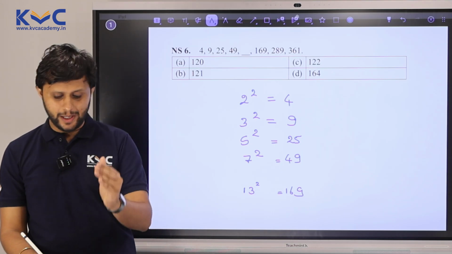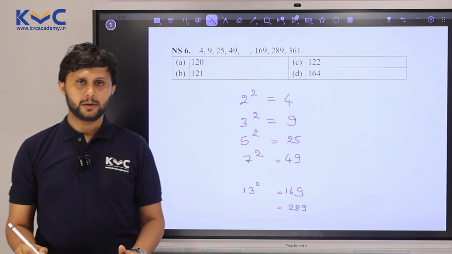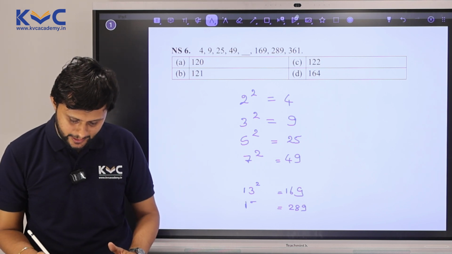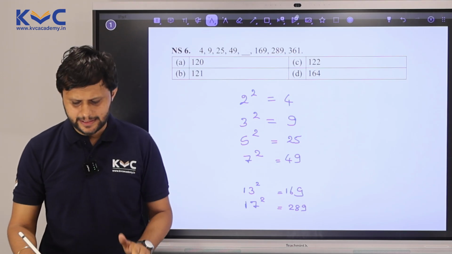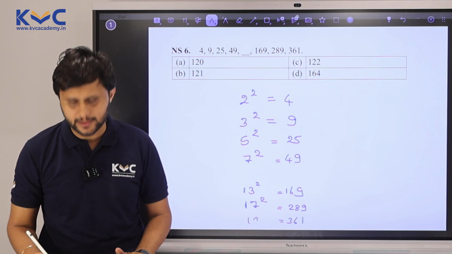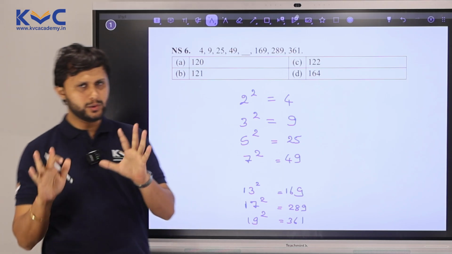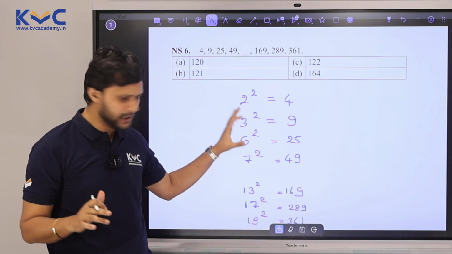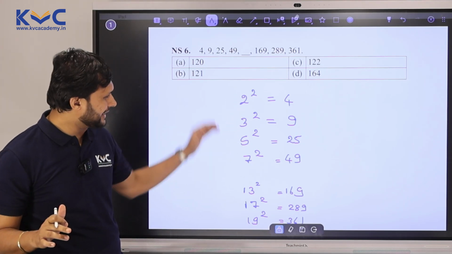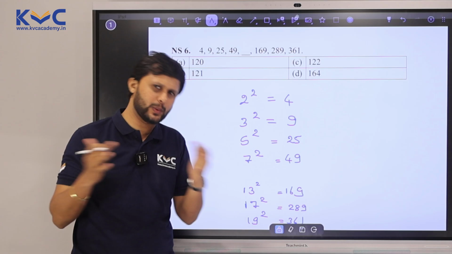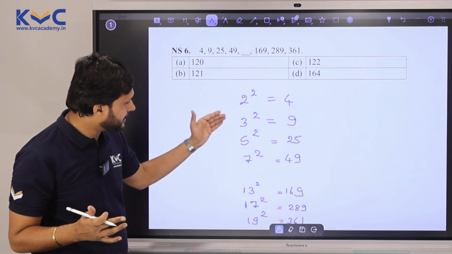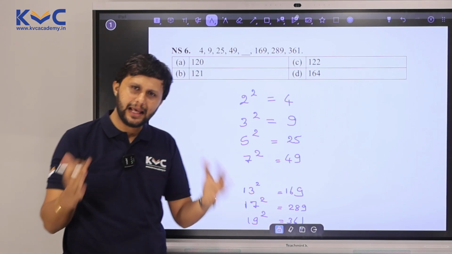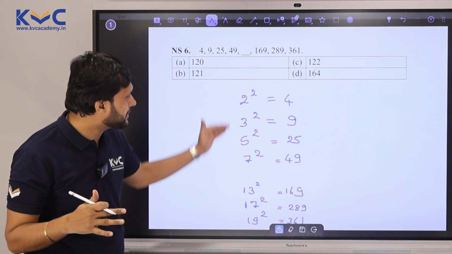And after that we have 289. What's 289? Which is 17 square. Correct? And then we have 361, which is 19 square. So we know these are perfect squares. But somehow it is not every number's square that we are taking. We are taking 2, then 3, then 5, then 7, then 13, 17, 19. So something else should have been there. Some other sequence is there between these numbers.